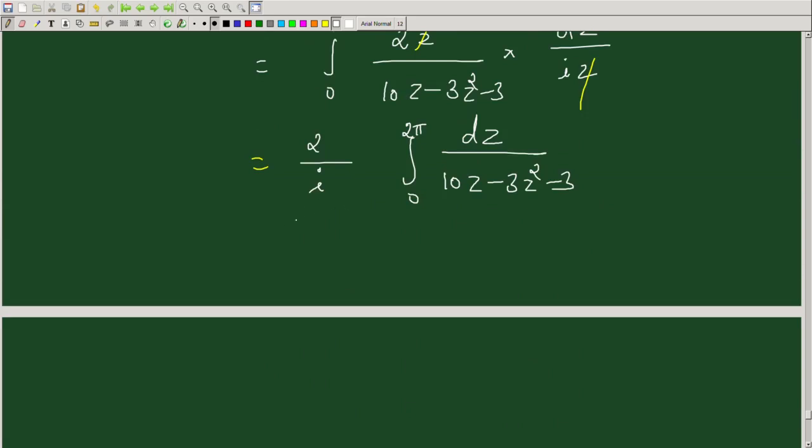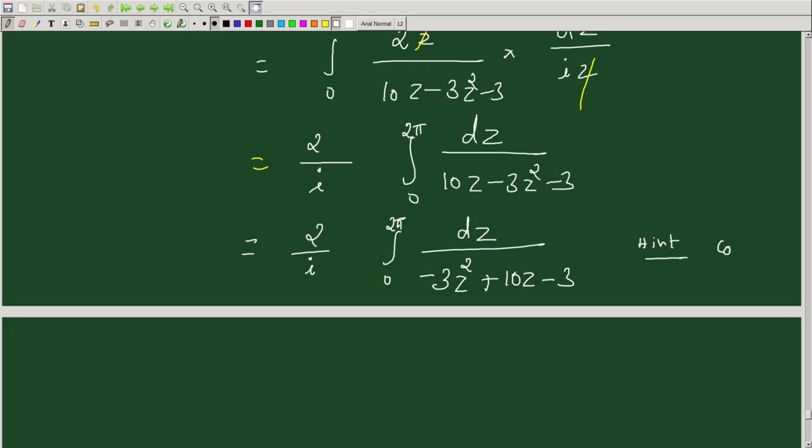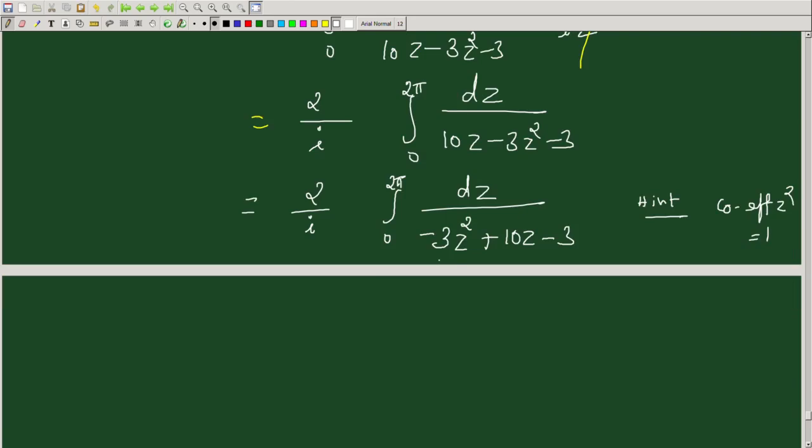Next step, 2 by i, integral 0 to 2 pi dz. See, always first z square followed by, just replacing the concept, writing the equation in the perfect form: minus 3z square plus 10z minus 3. So here we have one important hint: always the coefficient of z square must be 1. You have to make the coefficient of z square 1, which means I should take minus 3 outside.